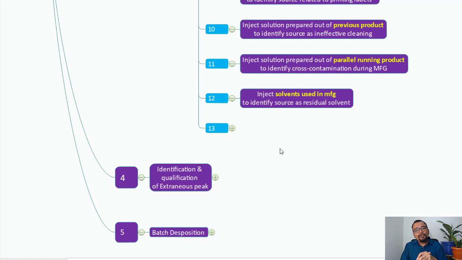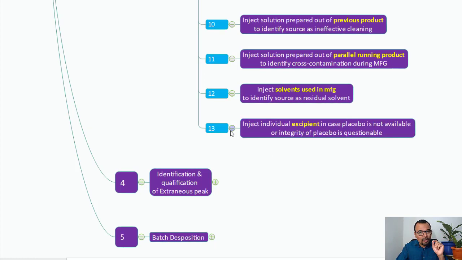Inject solvents used in manufacturing to identify the source as a residual solvent. Some residual solvents like benzyl alcohol and dimethyl sulfoxide can give a very good response in the HPLC or the GC, obviously. So also understand whether the extraneous peak belongs to the solvents used during manufacturing of this particular product. The 13th point is to inject individual excipients in case placebo is not available or the integrity of placebo is questionable.